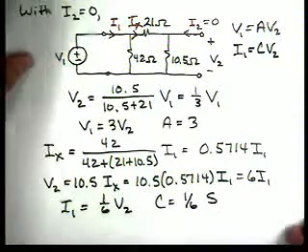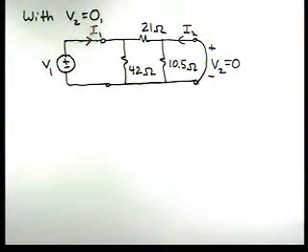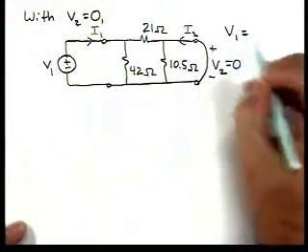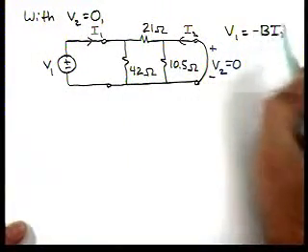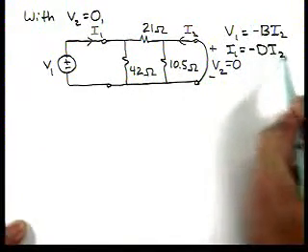Now we're going to set V2 equal to 0. And you see now we've put a short circuit on the circuit diagram. So now what we're calculating is V1 is equal to minus B times I2, and I1 is equal to minus D times I2.